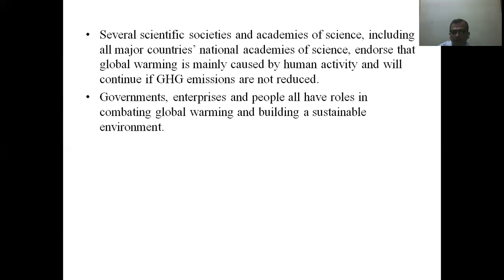The government, the enterprises, and the people all have roles in combating global warming and building a sustainable environment. It is the responsibility of the government, the enterprises, meaning organizations, and the people. All people should take responsibility in controlling global warming and building a good environment so that it does not affect nature.